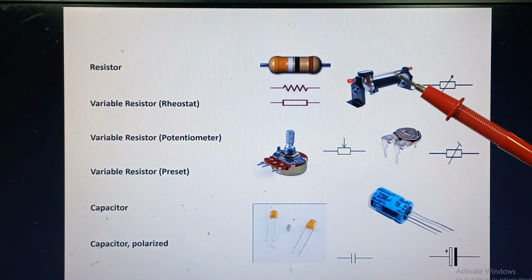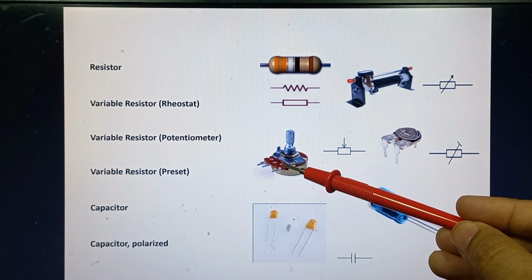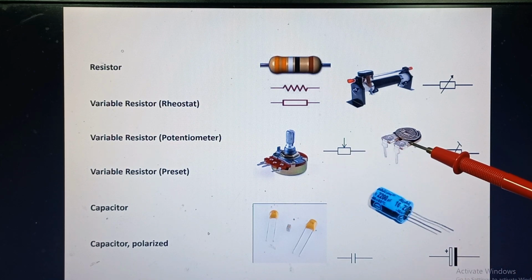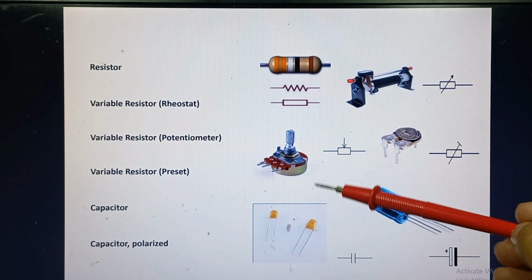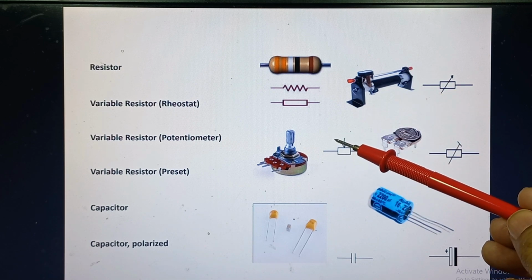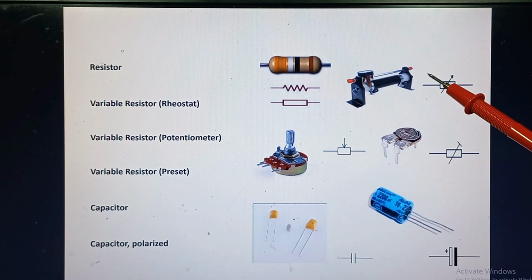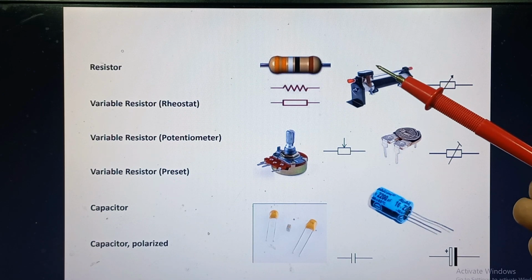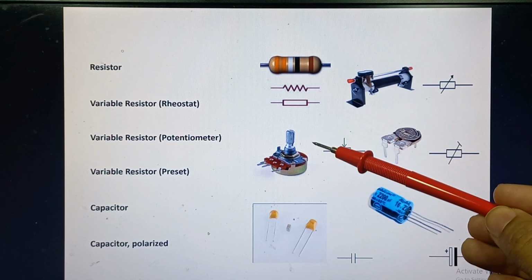It can be a two-terminal device or a three-terminal device. This one is the three-terminal device. This one is also a three-terminal device, and this one is a two-terminal variable resistance device. So the two-terminal variable resistor is called rheostat, whereas a three-terminal variable resistor is called potentiometer. These are the potentiometers.